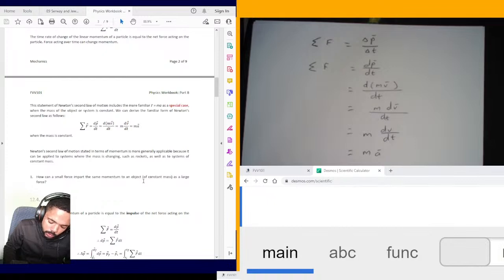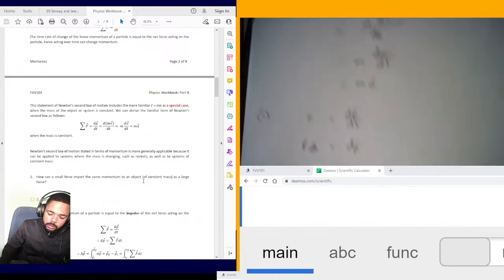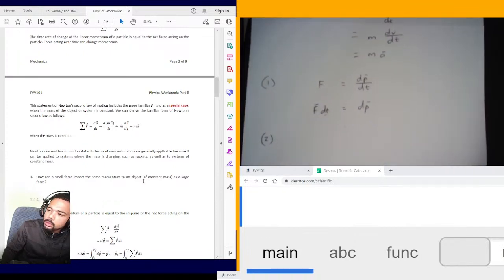A large force creates that change in momentum over some time period. But if we have a smaller force, then in order for it to create that same change in momentum, it must act over a longer period. So this is just an introduction to momentum and impulse, and this is basically what we'll be doing most of the problems on. Impulse.